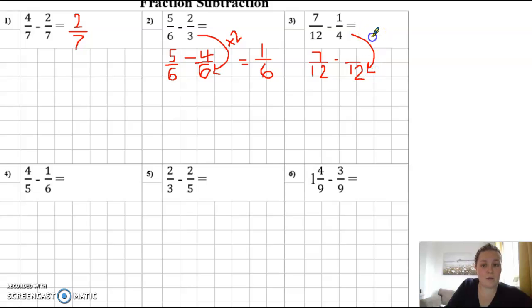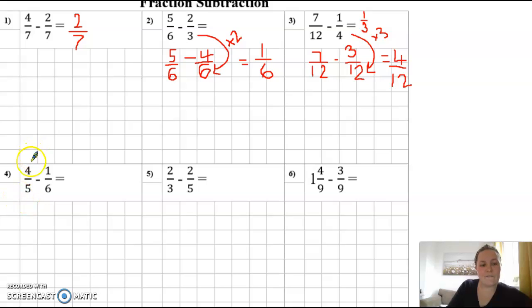4 times what is 12? Times 3, so do the same to the top. 1 times 3 is 3. 7 take away 3 is 4. 4/12. If you were super on the ball, you would notice that you can simplify that by finding a number that you can divide both numbers by, and that is 4. So if you've worked out that you can simplify that into 1/3, then well done. That's your final answer. Again, 4/12 is not wrong. So if you've got 4/12, it is not wrong at all. But if you simplified it, bonus points.